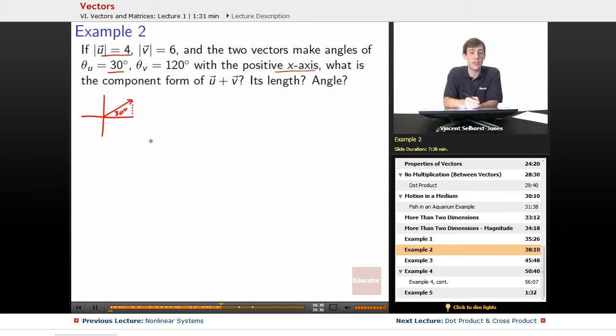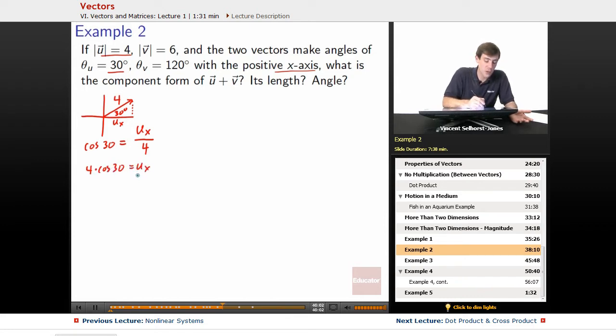If we want to break down u into its x component and its y component, then we know that cosine of 30, it's horizontal, over the hypotenuse, which is 4, is going to be the x component of u, the first component of u. Here is ux, the side adjacent. Cosine 30 equals ux over the hypotenuse 4, so 4 times cosine 30 equals ux. Cosine 30 is root 3 over 2, so we've got 4 times root 3 over 2, so 2 root 3 equals ux.